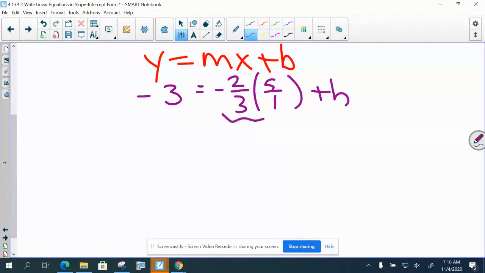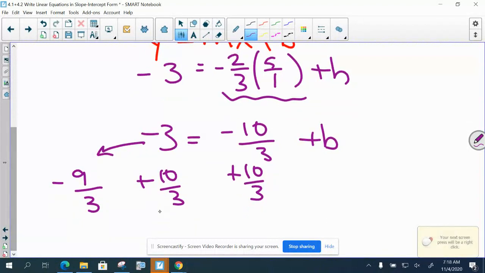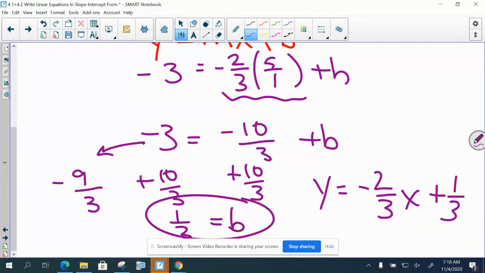So simplify the m and the x first. That would be negative 10/3, and then add the 10/3 over. So negative 3 with the denominator of 3 would be negative 9/3. So you're doing negative 9/3 plus 10/3, which is positive 1/3 equals b. Then your final equation would be y equals negative 2/3, the slope we found above, x plus 1/3. As you can see, algebra is getting a little more complicated.